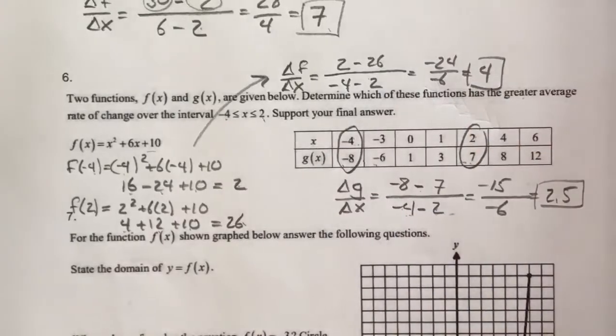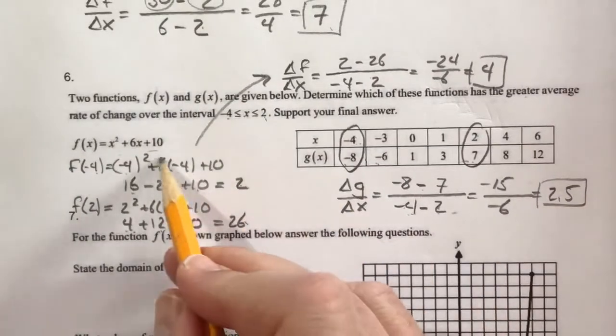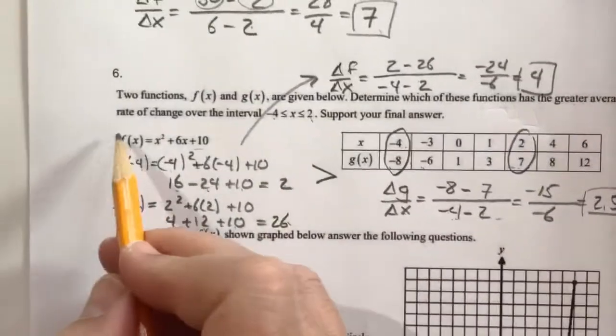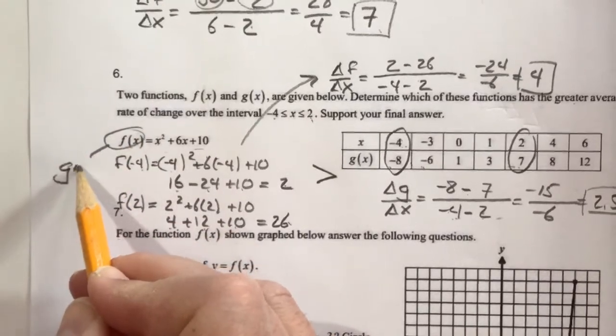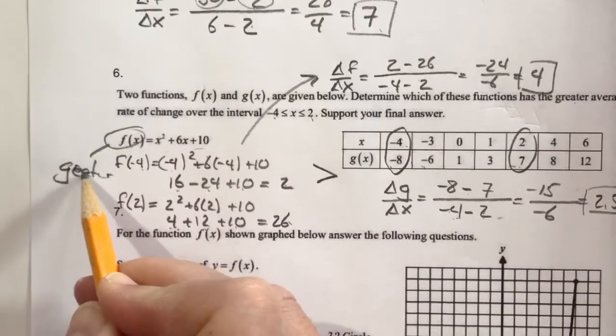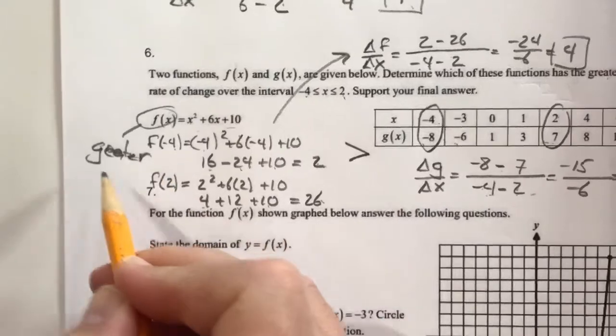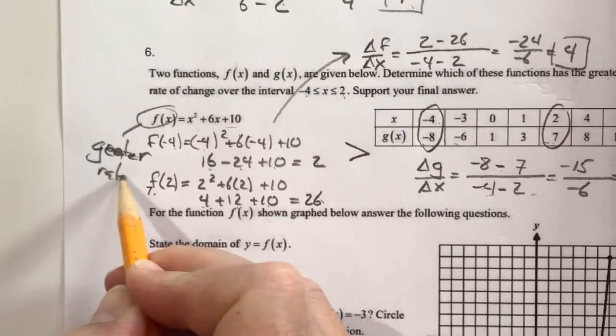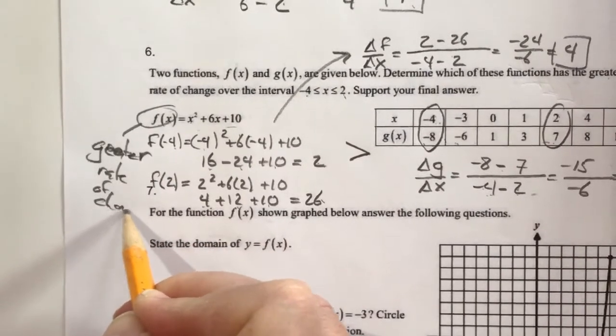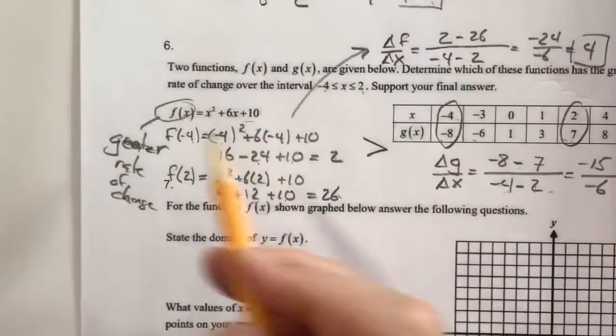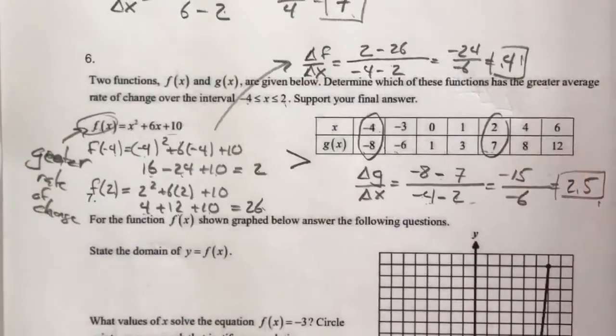All right, so the big question was, which one's greater? F of x. So F greater rate of change. Can't spell. All right, this is the winner. Okay, this was 2.5, this one was 4, that's bigger.